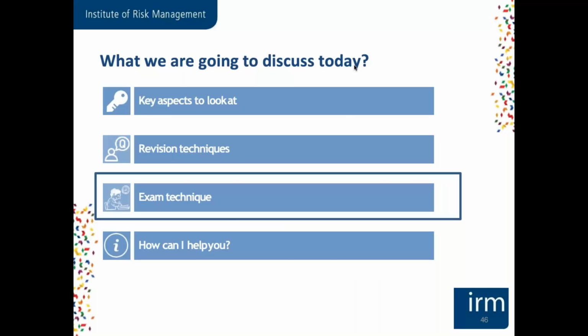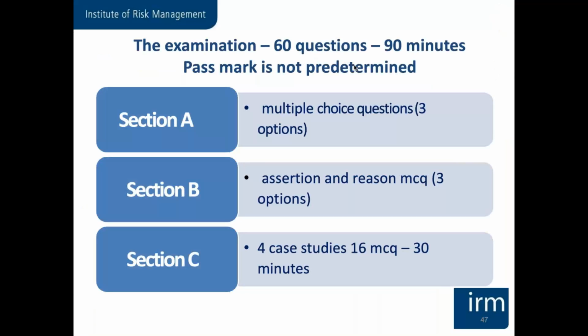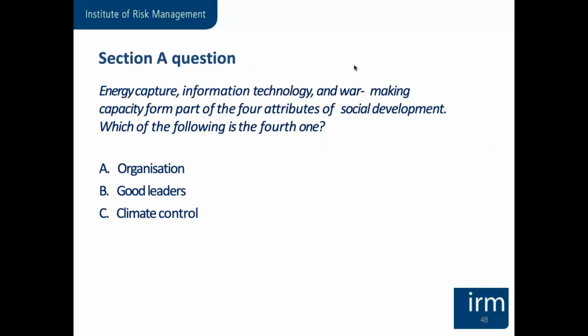So just coming on to exam technique in a little bit more detail and the exam setup. It's 60 questions, 90 minutes. As you know, divided into 3 sections. The first is the straightforward, standard multiple choice with 3 options. Section B is the assertion and reason, so the linked statement questions that we've seen before, and section C is the case studies, which of course will require extra reading time. And in these slides, I've just set out a few examples of the types of questions and how those are structured.